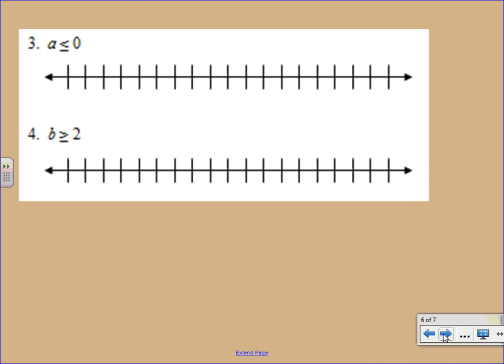Next, A is less than or equal to 0. Throw your 0 on there, make a closed circle, and shade off to the left. And number 4, put a 2 somewhere on the number line, closed circle because it's got the equal bar, and then we're going to shade off to the right. You can almost look at it: the pointy part of the inequality symbol is pointing you in the direction that you're going to be shading.